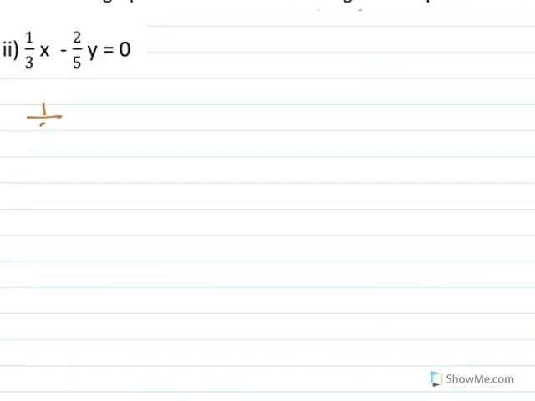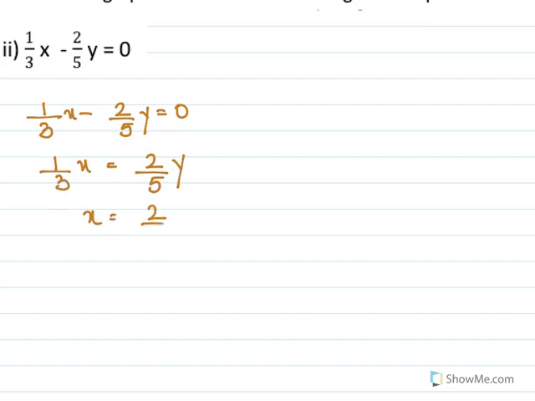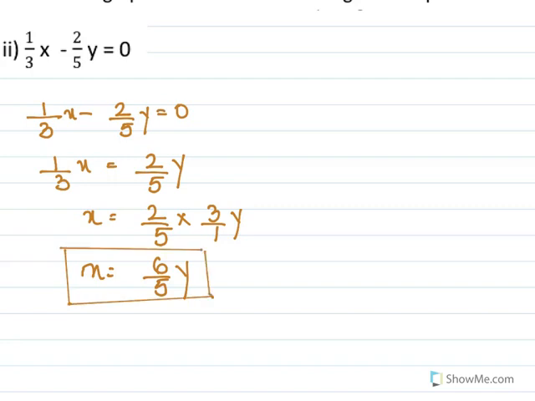For this sum, the equation is 1 by 3 x minus 2 by 5 y equal to 0. I'll take this term on the other side. So I get 1 by 3 x equal to 2 by 5 y. The minus becomes plus. Now I take 1 by 3 on the other side. So I have x equal to 2 by 5 into 3 by 1 y. So x equal to 6 by 5 y. This is my equation. And I'm going to find now the solutions out here.